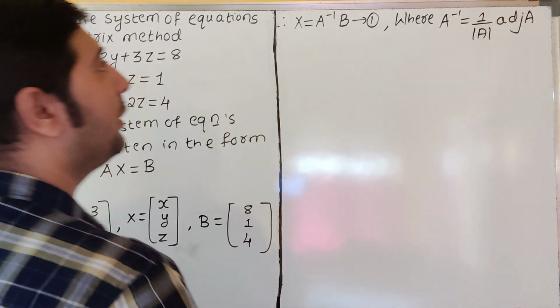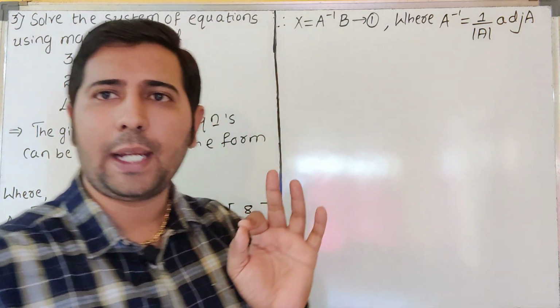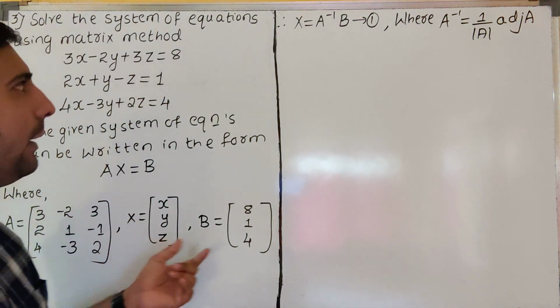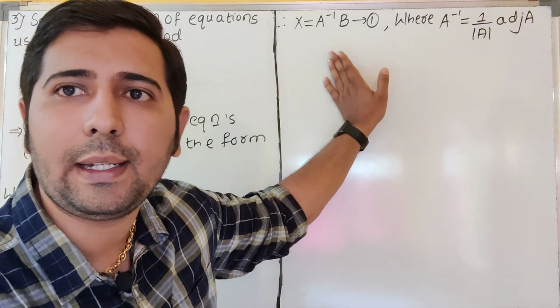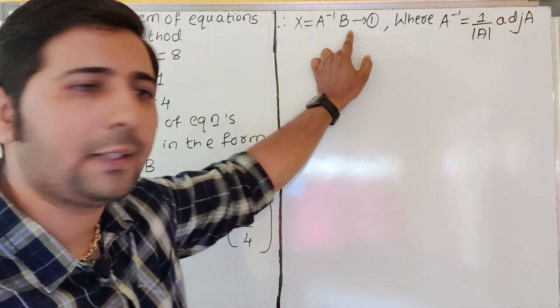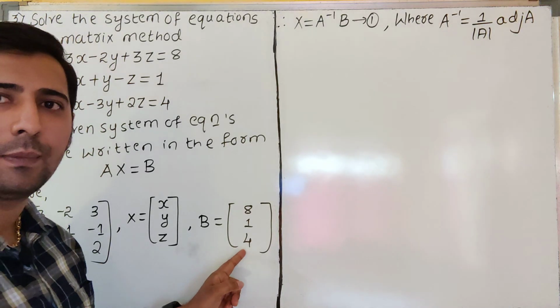So then, I have to find x, y, z, or not? X, y, z only I have to find. If I have to find x, y, z, then I have to find A inverse into B. B is already given, 8, 1, 4. Clear?